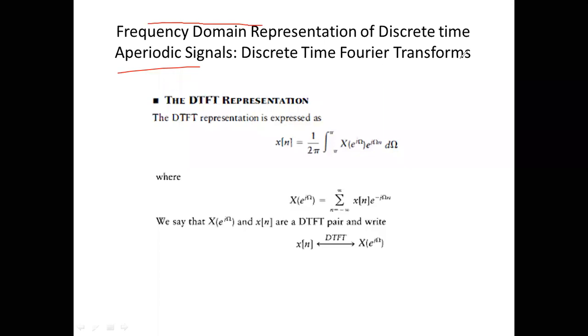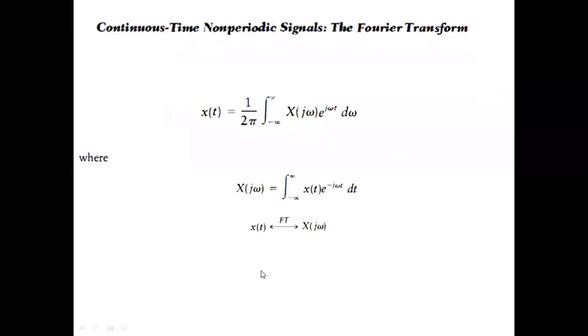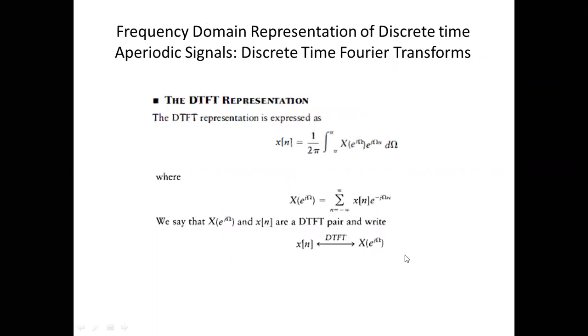For continuous time aperiodic signals, we have the Fourier transform representation, something like this. For discrete time signals, for aperiodic signals, also we have a Fourier transform representation. The Fourier transform representation for the discrete time aperiodic signals is called the discrete time Fourier transform.